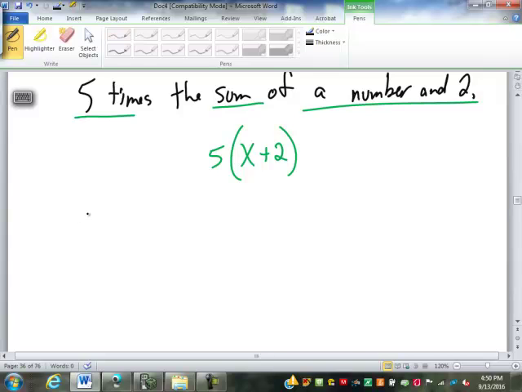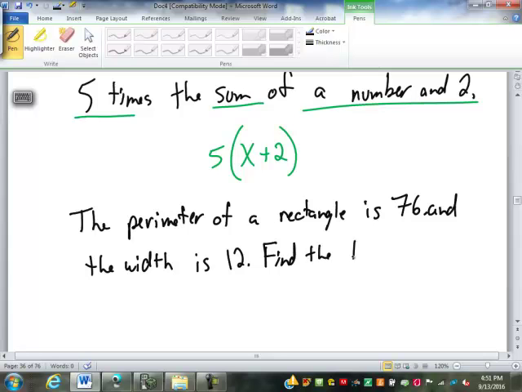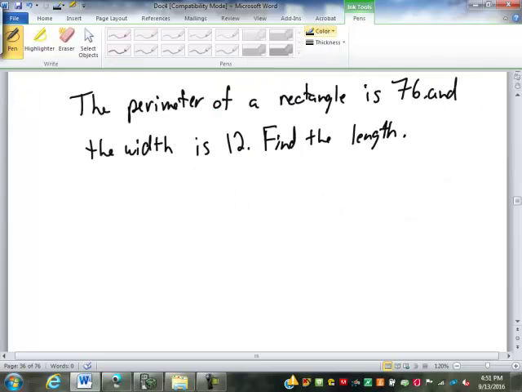Here's one that we did a little bit in class. The perimeter of a rectangle is 76, and the width is 12. Find the length. I'm going to have you try that one in your notes. See if you can remember that one. Remember the formula for perimeter: 2L plus 2W.